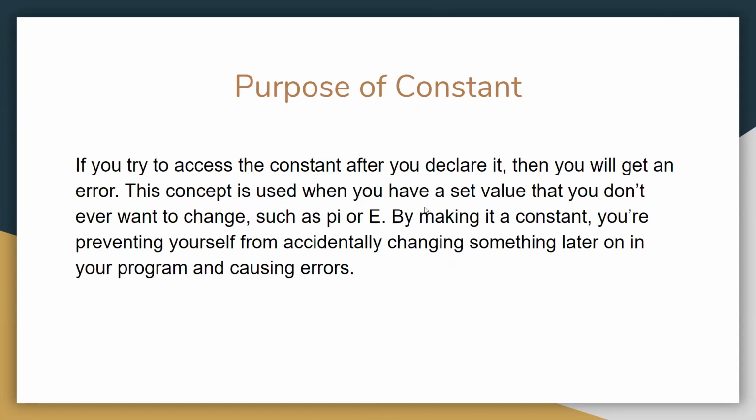Okay, so the purpose of constants. I think maybe you could think of it on your own as well, but I'm just going to go over it again. Mainly, if you try to change the constant after you declare it, when you're not supposed to, then you will get an error. Usually this concept is used when you have a set value that you never want to change, such as pi or e, since they're already set and you can't really change them, as that would be violating math laws. Generally those are the kinds of values that you don't want to change.